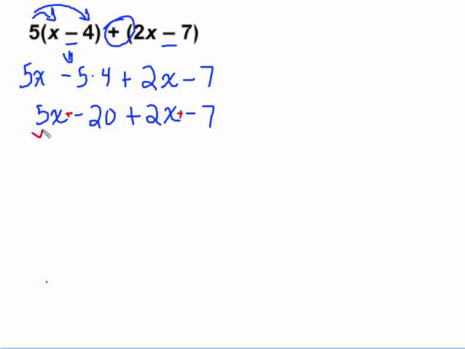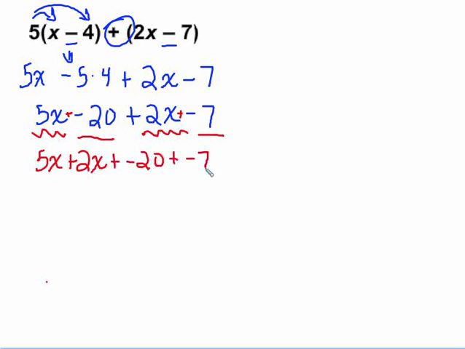So I'm going to rewrite this to group my like terms. I know that 5x and 2x are like terms. I know that negative 20 and negative 7 are like terms as well. So when I rewrite this problem, I'm going to have 5x plus 2x plus negative 20 plus negative 7.